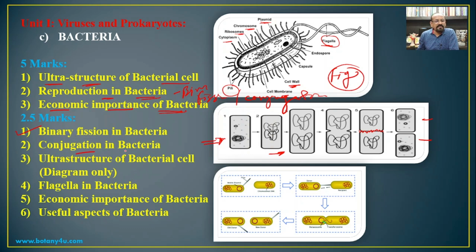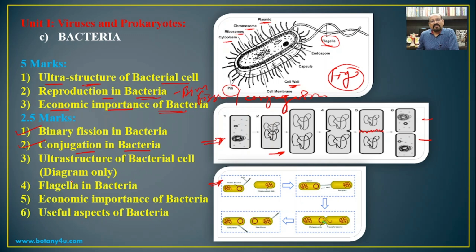The second one is conjugation in bacteria. Again, this question is asked for 2.5 marks. So this is a conjugation. Conjugation is considered a sexual reproduction in bacteria, in which there is mating between 2 bacterial cells by means of the sex pili.